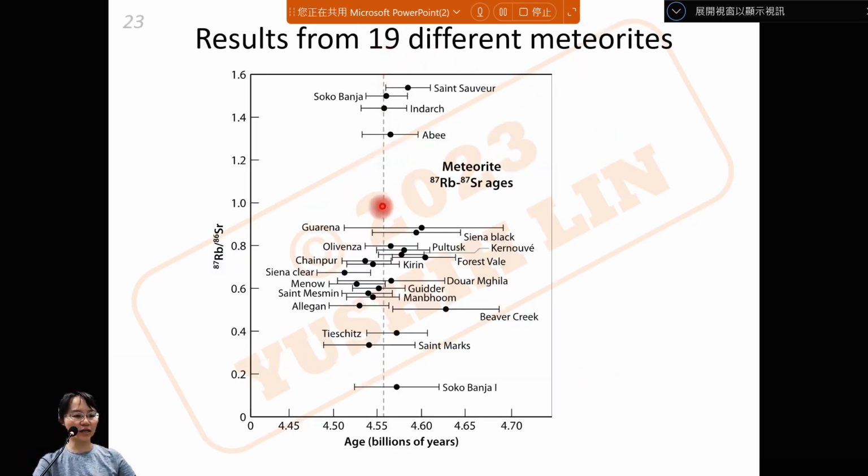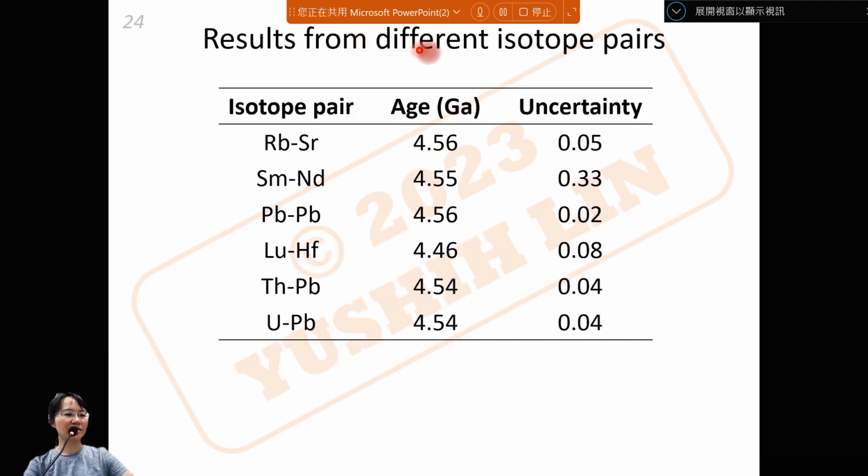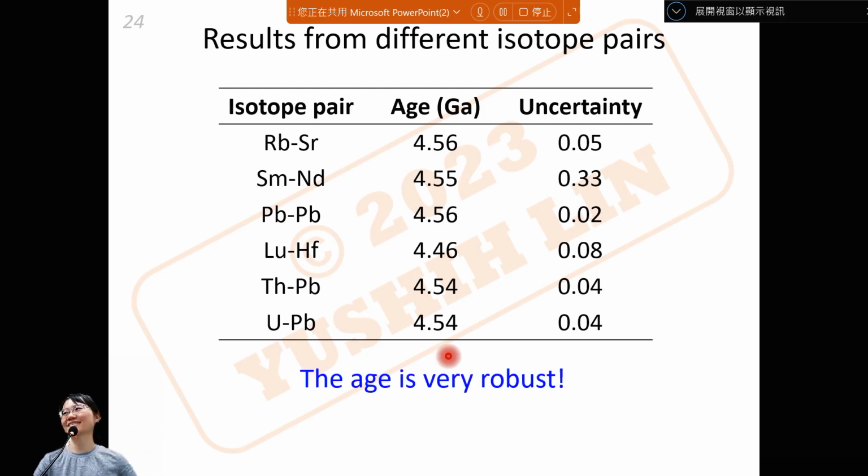And these are just some results showing many different meteorites. And their dating results are all around 4.55 billion years ago. Therefore, this age is robust. Furthermore, some people use different isotope pairs, and they also get the same results. So this result is very, very robust.